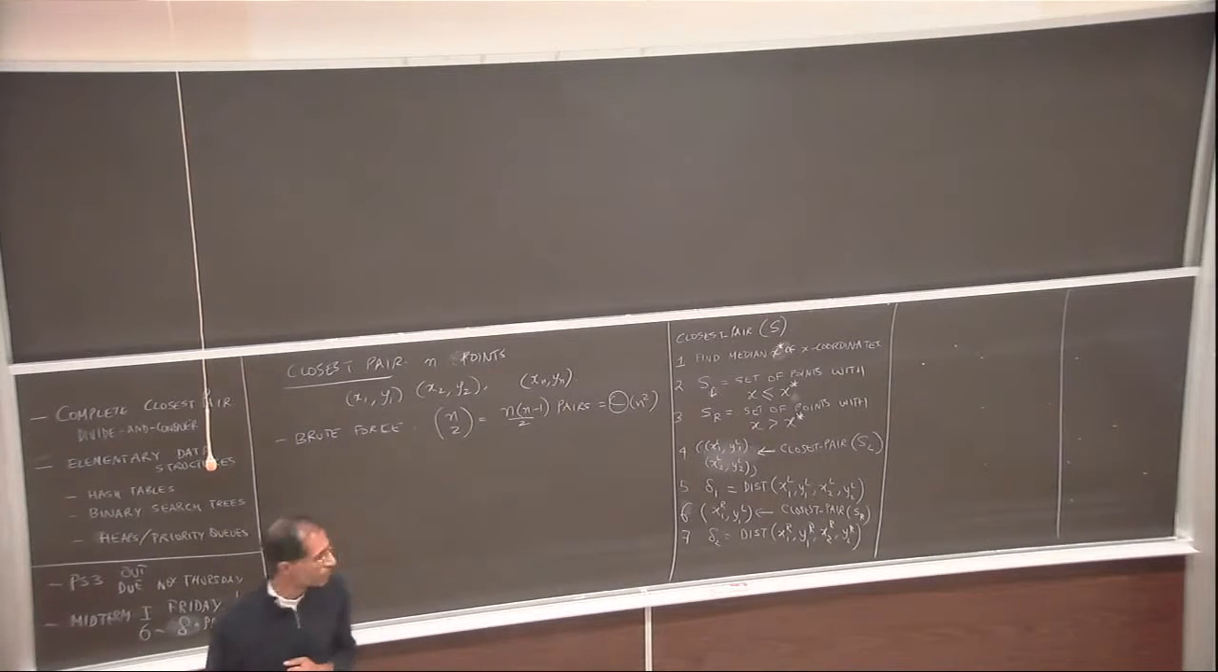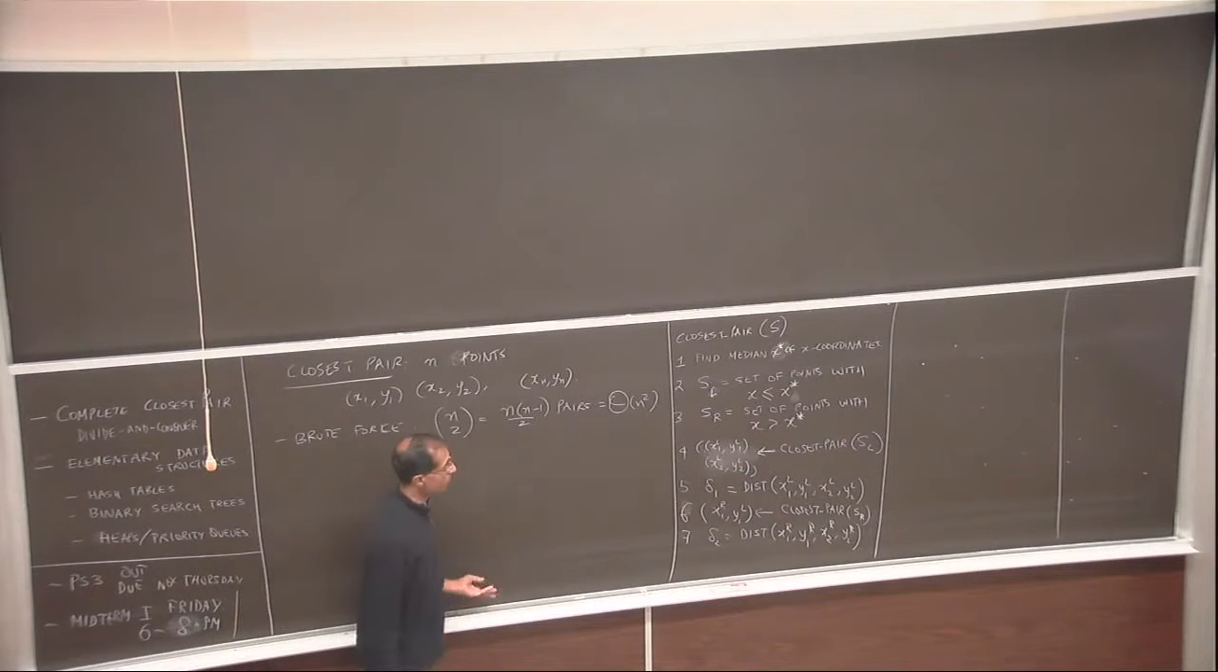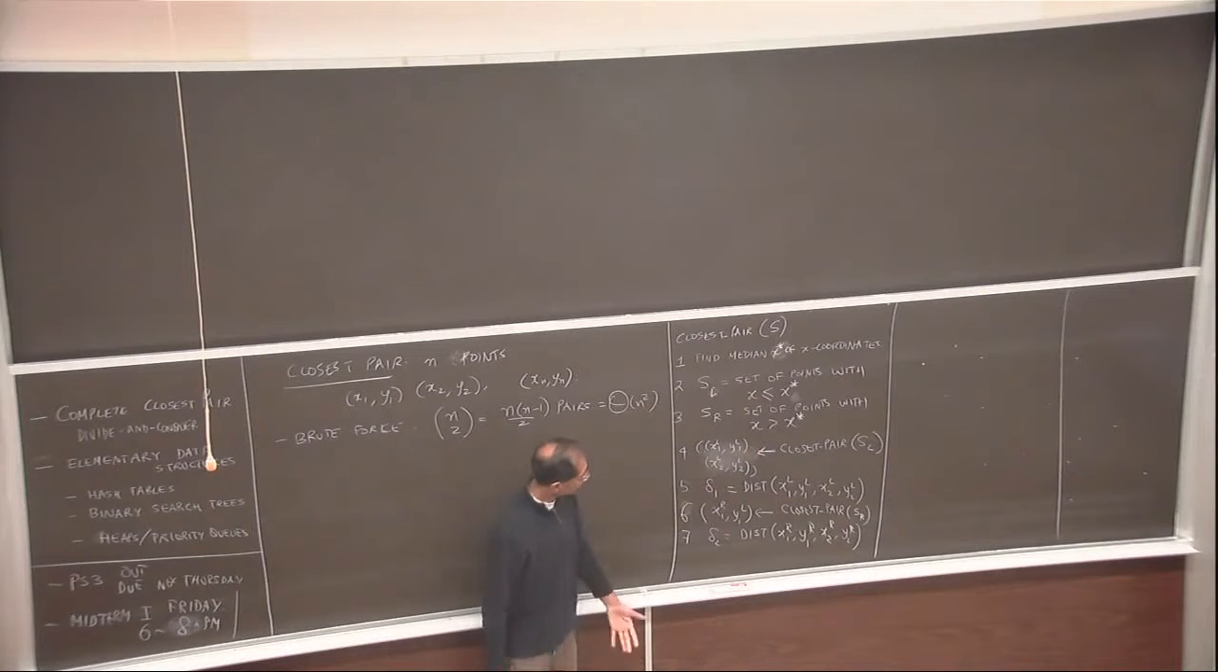What did we do after that? Well, the next thing we observed was that now we have to do the cross pairs. We have done everything on the left-hand side, we have done everything on the right-hand side, now we have to look at all the cross pairs.